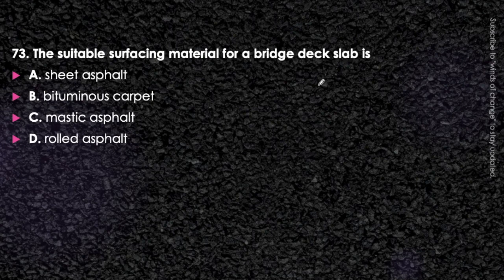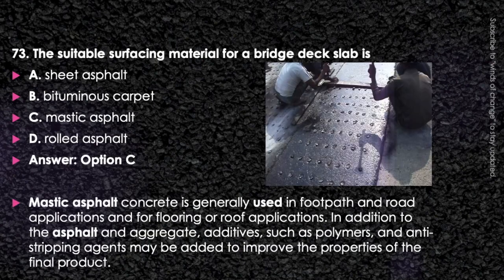Next question. The suitable surfacing material for a bridge deck slab is sheet asphalt, bituminous carpet, mastic asphalt or rolled asphalt. Think about it. In case of the bridge deck slab, the wearing action will be high. So we will prefer a good quality of surfacing material. So in this one, which one will be preferred? The answer will be the mastic asphalt, that is option C will be the correct answer.